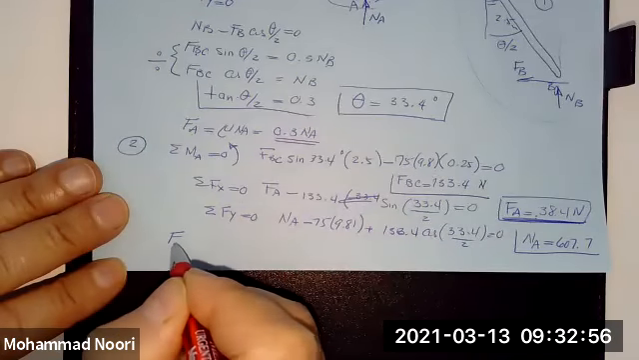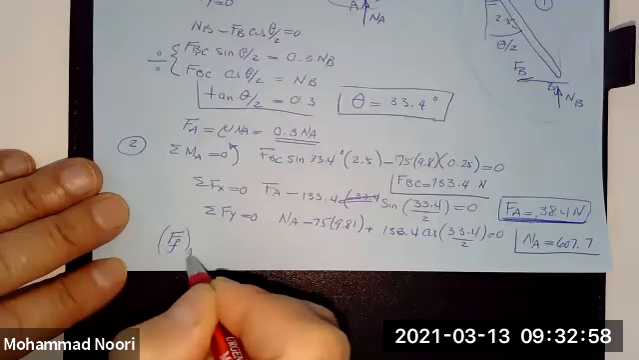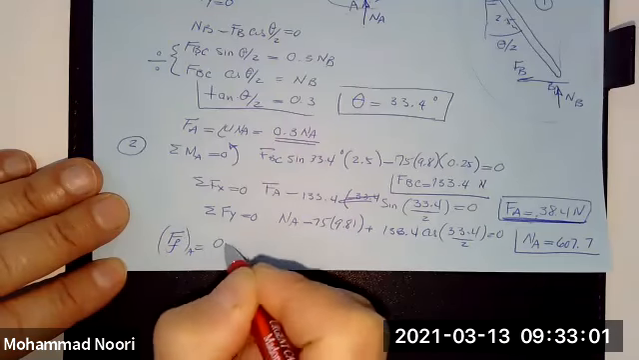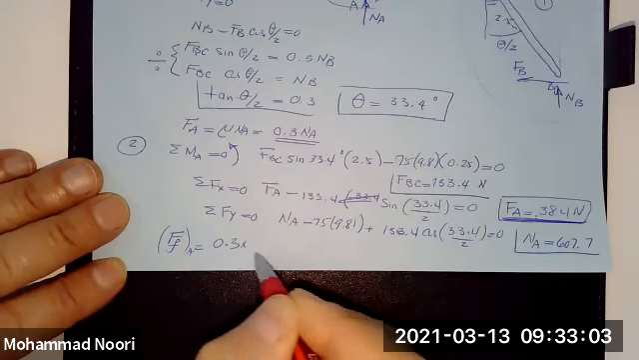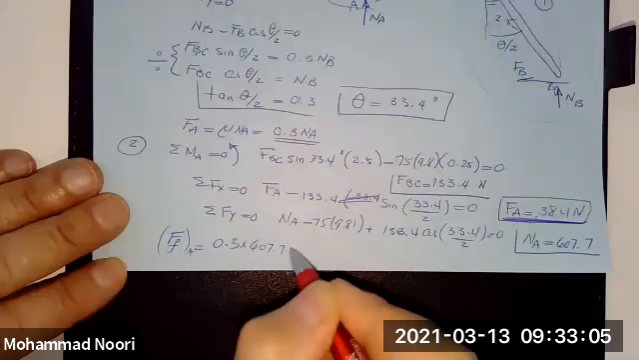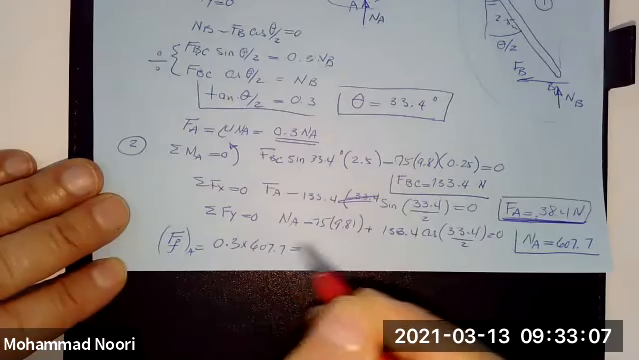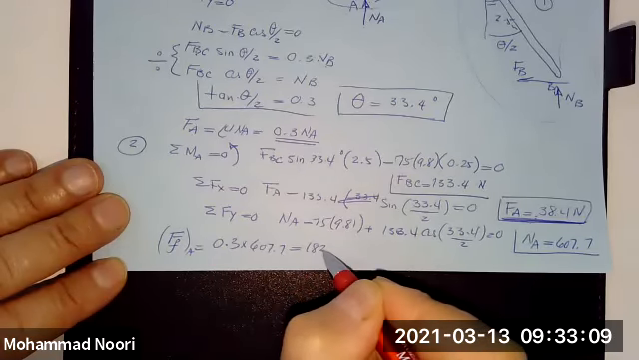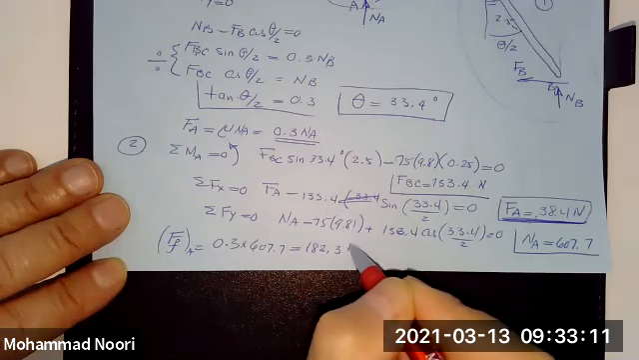So the F of friction at A, which is mu times NA, 607.7, comes out to be 182.32 Newton.